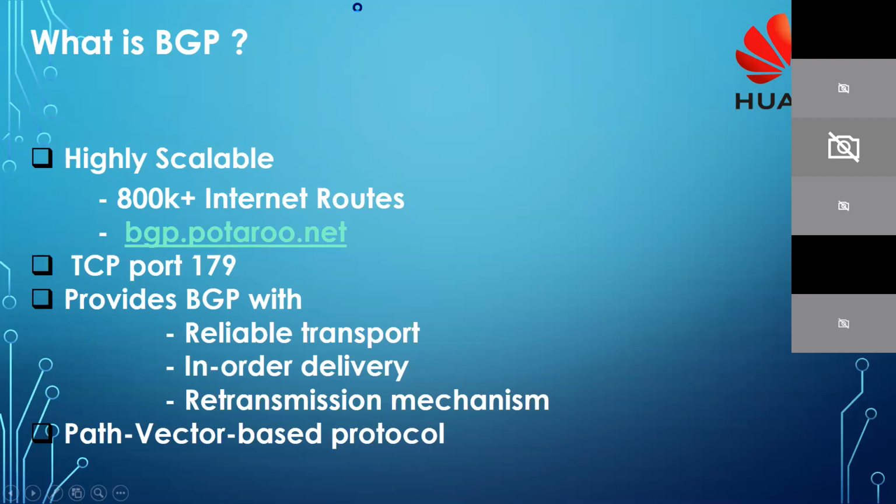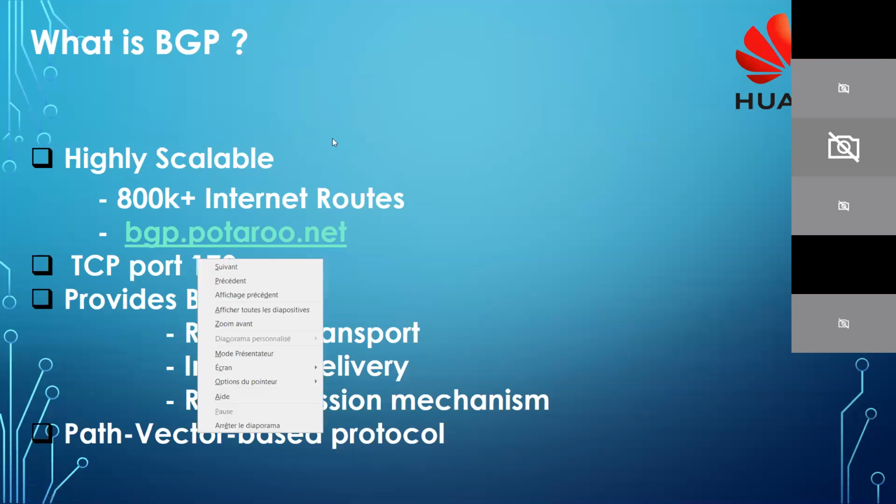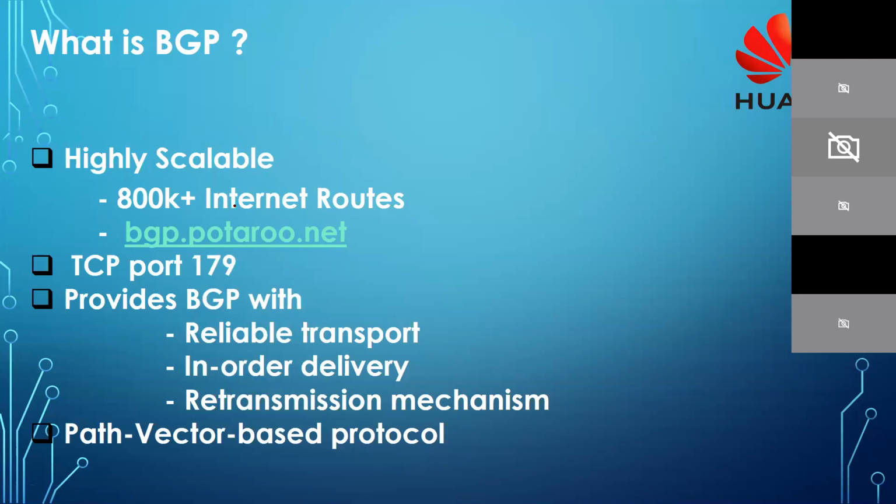So here you can say that BGP is the only protocol that can support this number of routes. OSPF and IS-IS cannot support this number of routes, and BGP has high stability. IGP has the capacity of fast convergence.